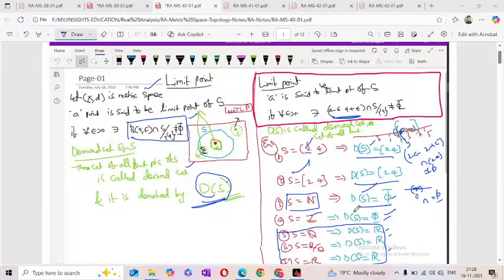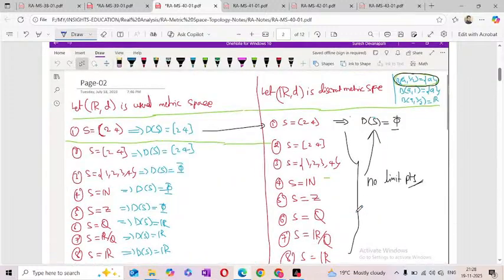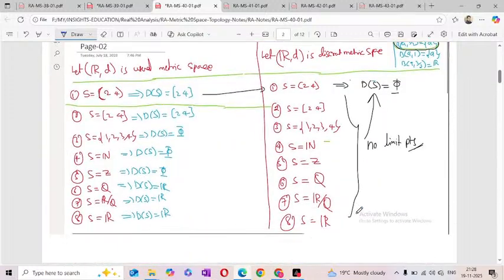Okay. The derived set of an open interval, the derived set of a closed interval, and the derived sets of the natural numbers and integers must be the empty sets. The derived set of the rational, irrational and real numbers is the real numbers in the usual metric. But in the discrete metric that is different. We'll compare the usual metric as well as the discrete metric.